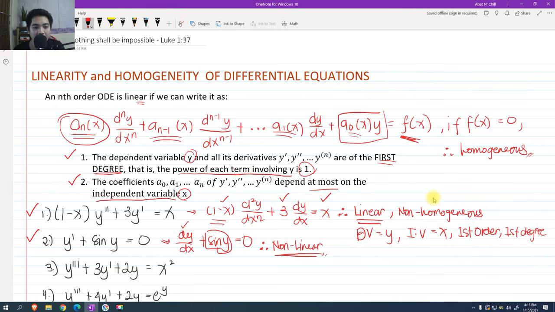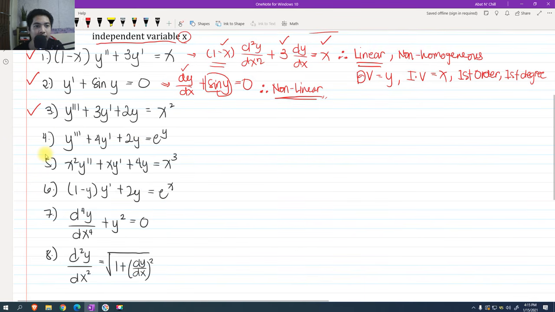So again, the dependent variable here is y. The independent variable is x. So we have first order, first degree still for number 2. For number 3, let's try. For number 3, we rewrite this: the third derivative of y with respect to x plus 3 dy over dx plus 2y equals x squared. So that would be our example.